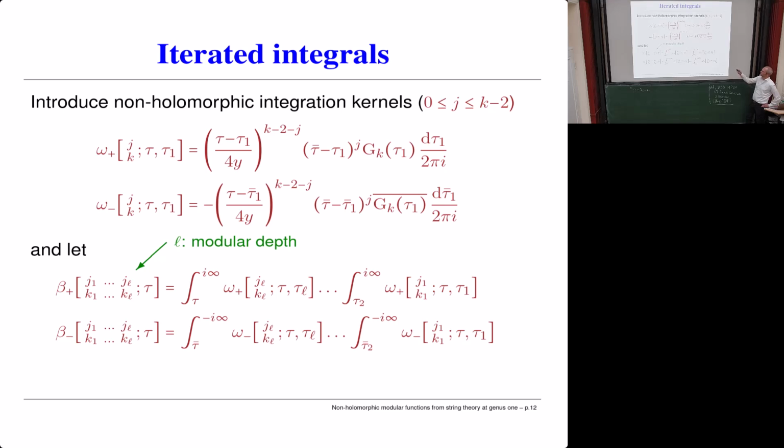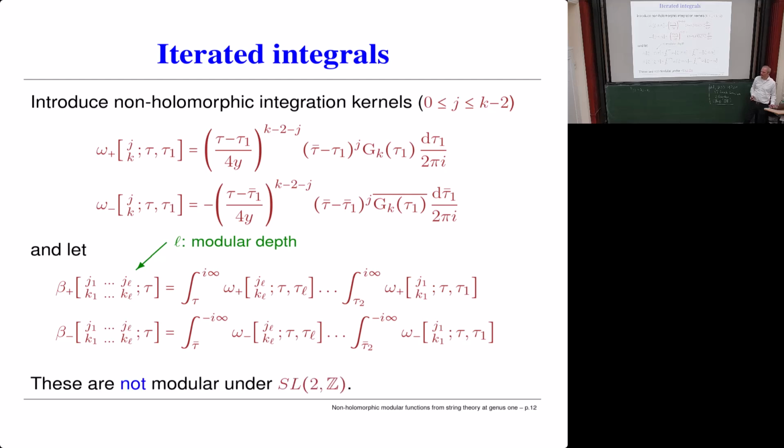Now, this is a set of integration kernels that you can use to write down iterated integrals, and I iterate from right to left. So I start with J1 here, and I go to JL over here, where L is what I would call the modular depth, or sometimes it's also called the range of the iterated integral. Okay, so this is a set of iterated integrals, beta plus and beta minus. Beta plus is with a holomorphic Eisenstein series, beta minus is with an anti-holomorphic one, that are building blocks for solving the differential equation that I showed on the previous slide.